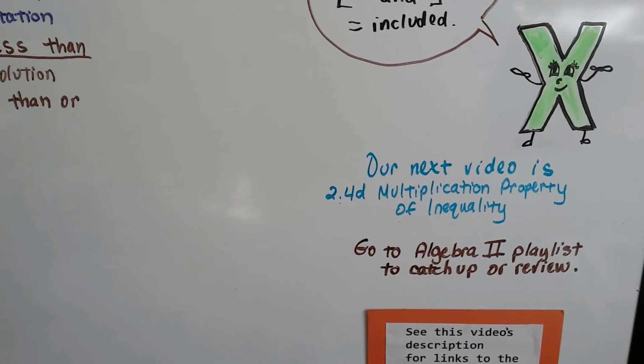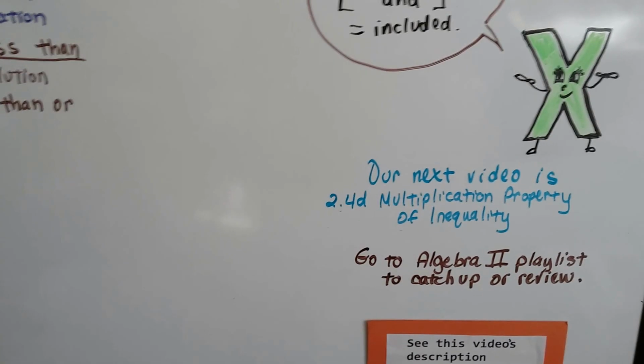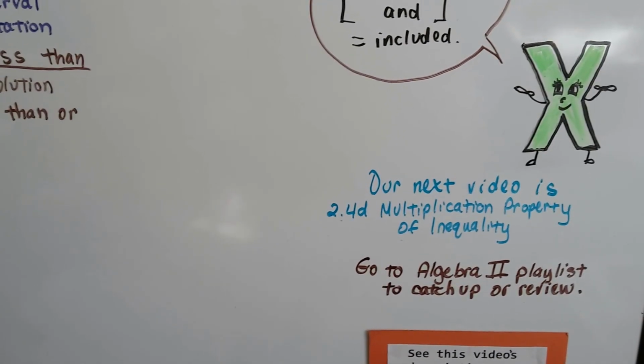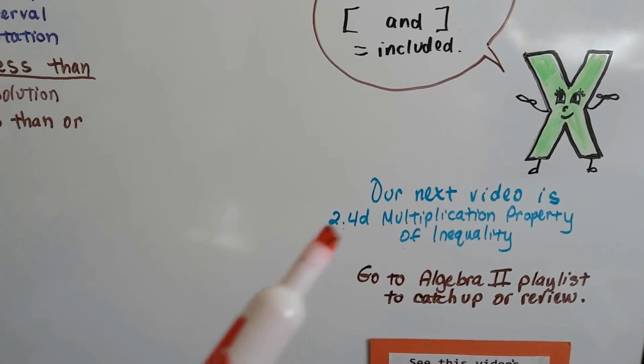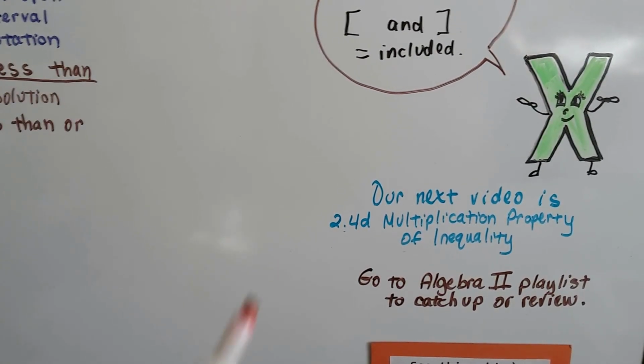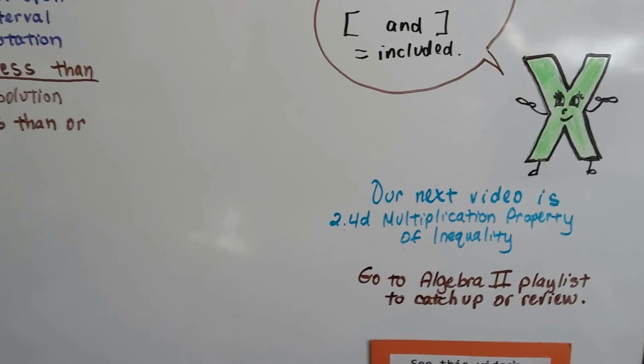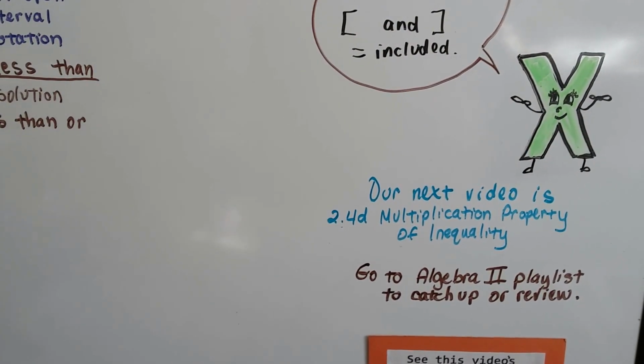Our next video is going to be 2.4d. We're going to talk about the multiplication property of inequality, and we'll be able to use this to isolate a variable. Except there's one tricky thing about this. You've got to switch the sign, the inequality sign.